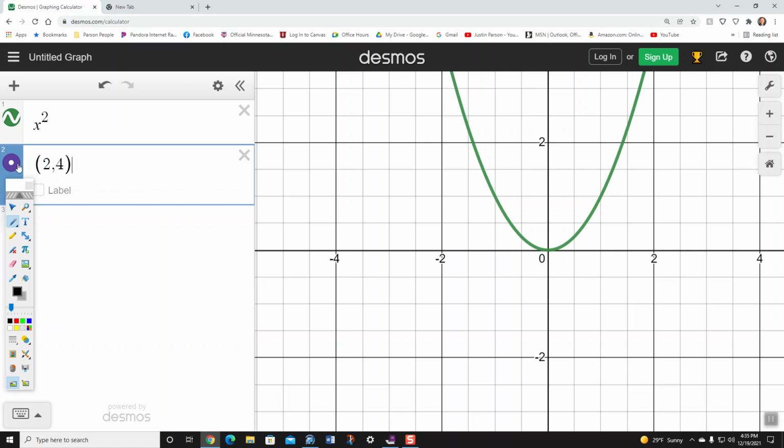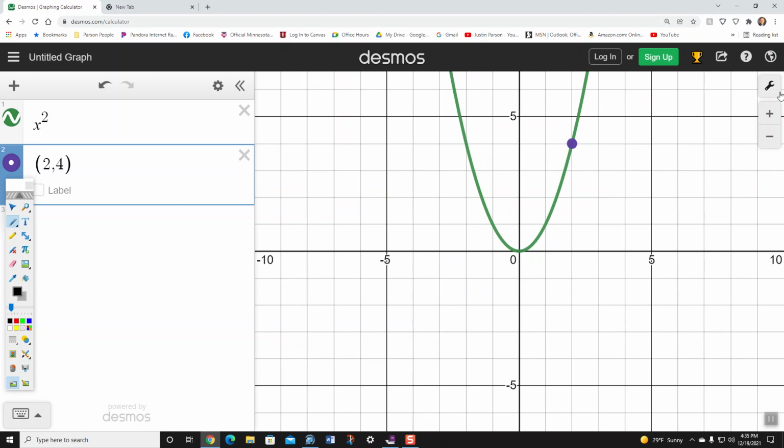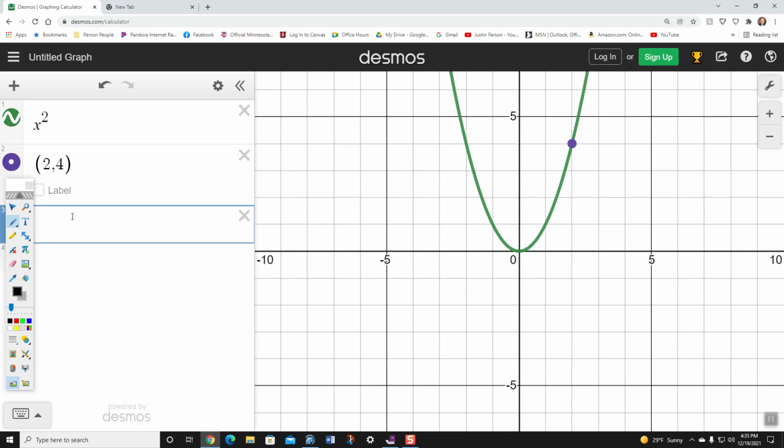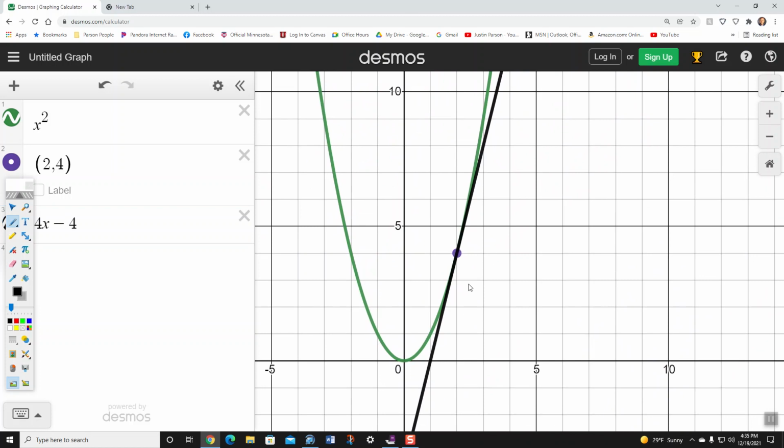All right. Don't know why that's not showing up. Why is that not showing? Oh, because I'm not at home. There we go. 2 comma 4 right there. Okay? Now, check out your tangent line approximation that we came up with, 4x minus 4. You'll notice right here that what we have is a tangent line approximation.